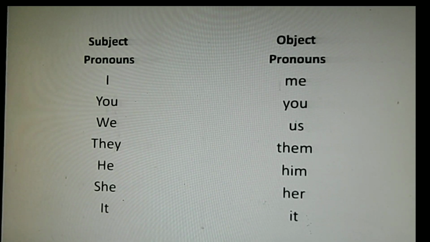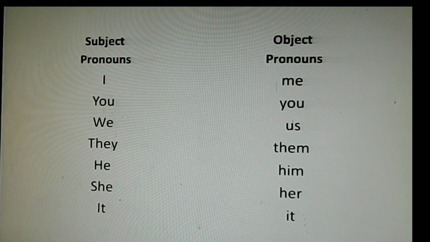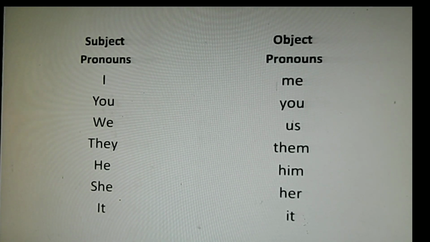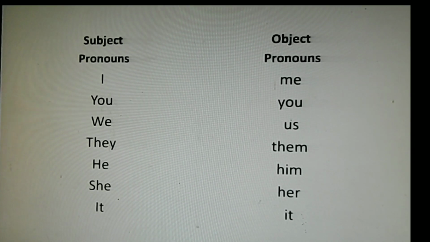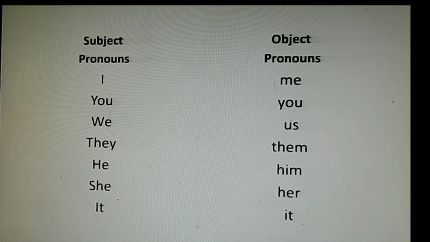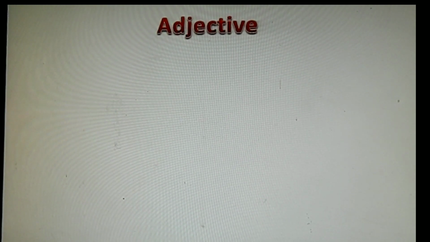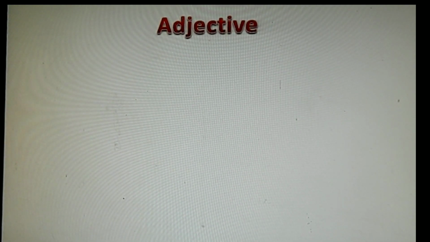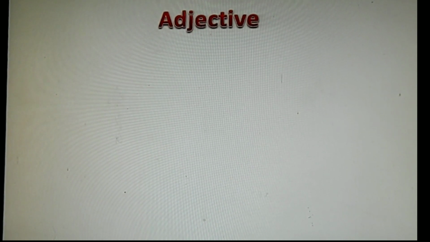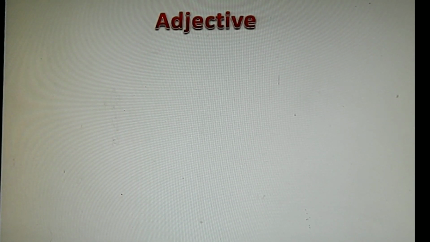Now there are other pronouns in the English language, such as his, hers, this, that, etc. We will talk about all these pronouns in more detail when we come to the lesson on pronouns. For now, just remember that the pronoun replaces a noun to avoid repetition and to make our speech sound more natural. Let's take the next part of speech, that is adjective. What is an adjective? An adjective is a word that gives us information about a noun or pronoun. It tells more about a noun and pronoun.